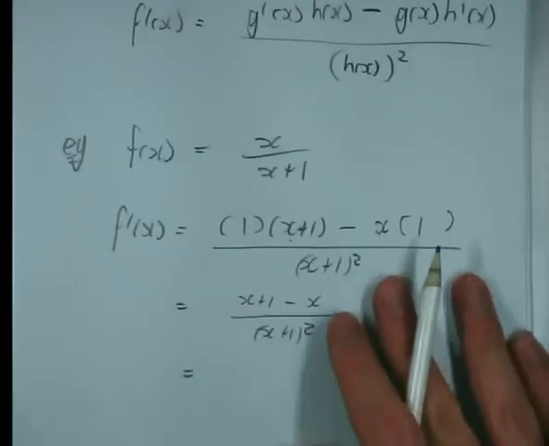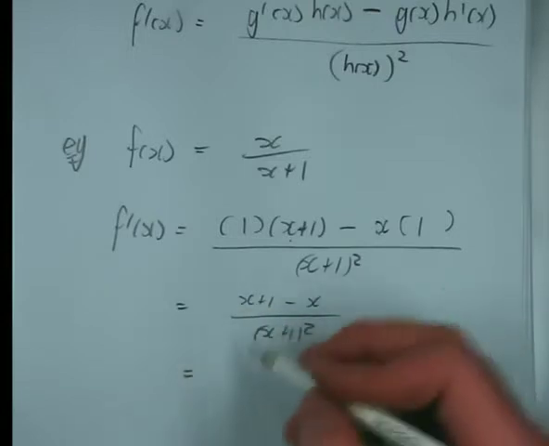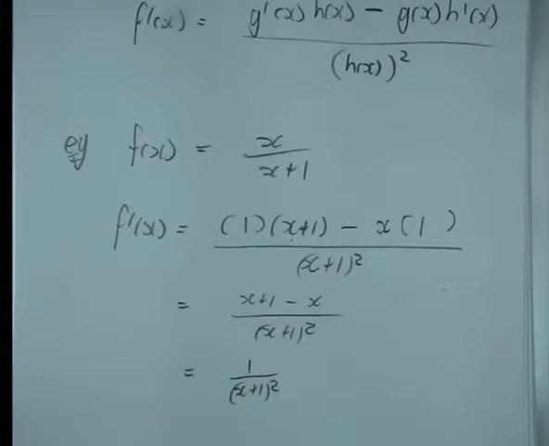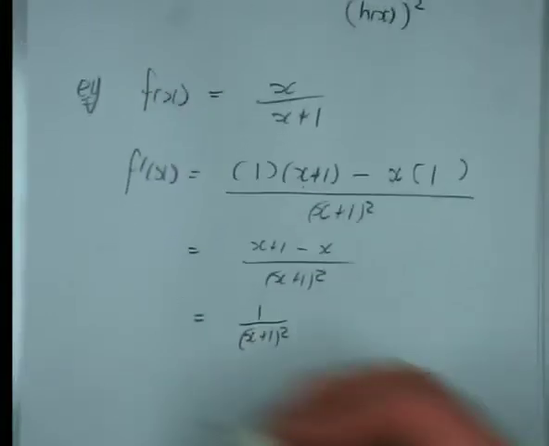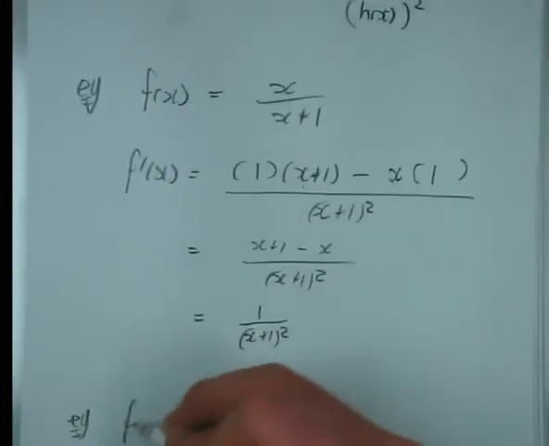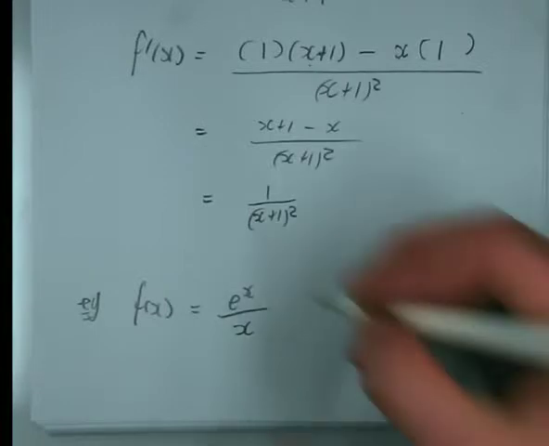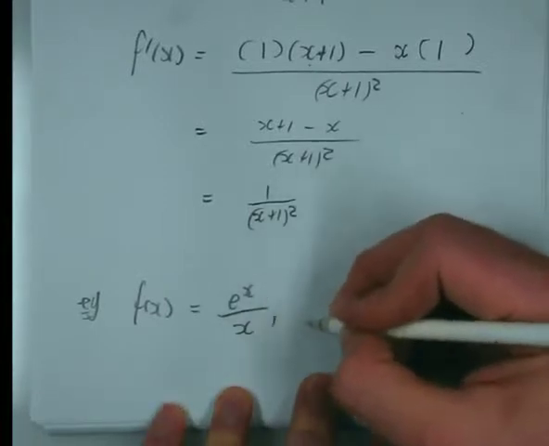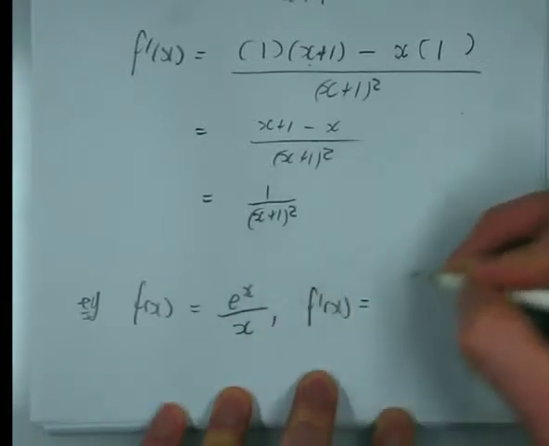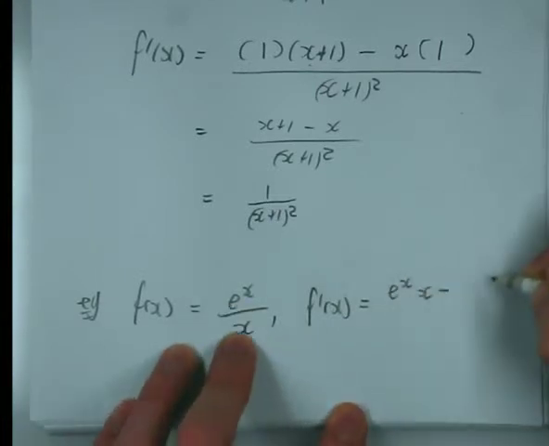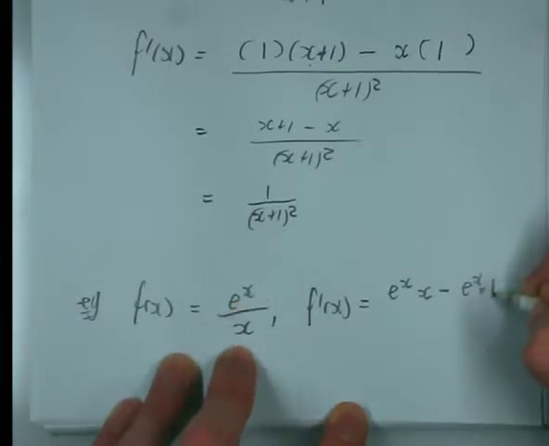And you'll find that when you do these things, often some things on the top cancel out. And this one's particularly pretty. But sometimes they won't, right? So if I had something like this, e to the x on x, so differentiate the top and keep the bottom, and now keep the top and differentiate the bottom and do the bottom squared.